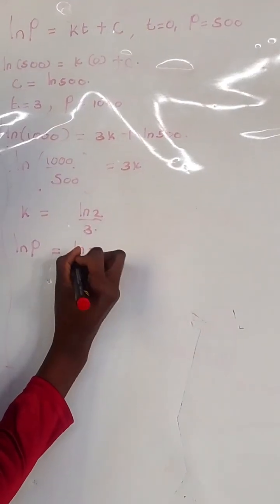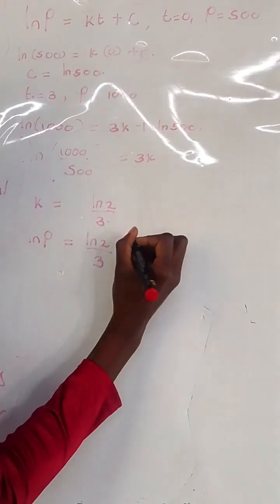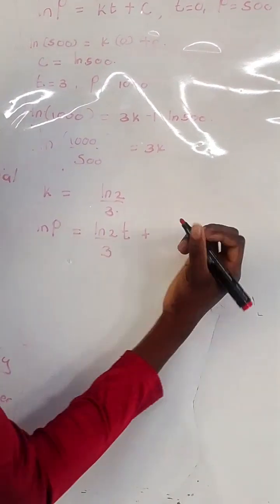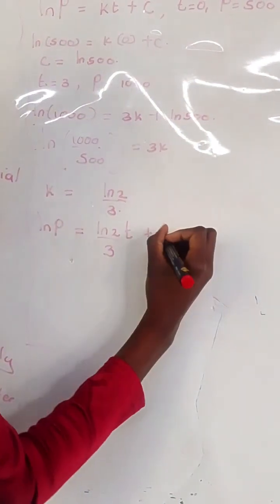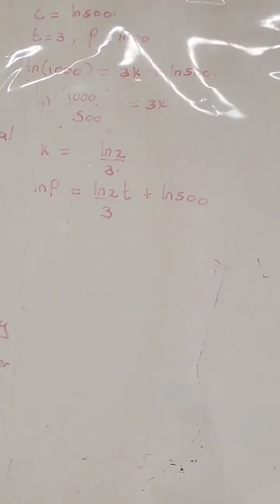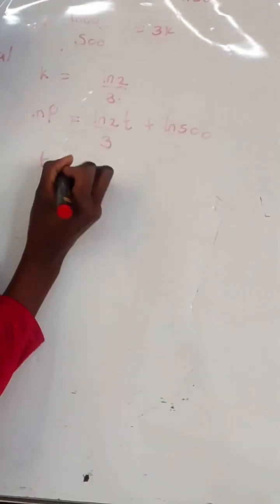Therefore, the equation now is ln P equaling, our K is ln 2 over 3, times t, plus our C, which is ln 500. Then they've told us to find the population after 5 years, at t equaling 5.